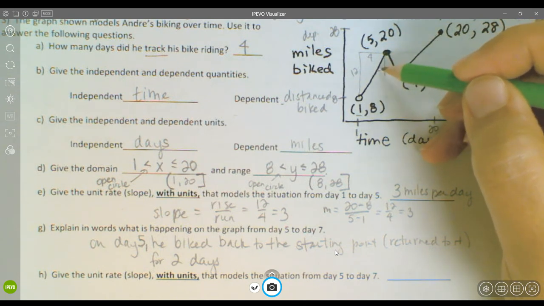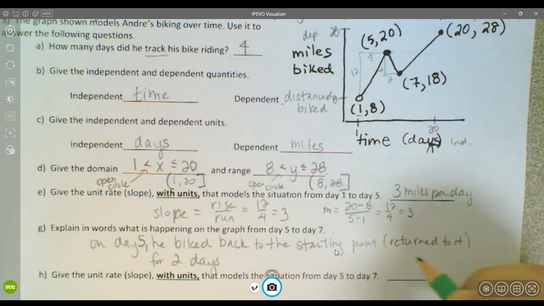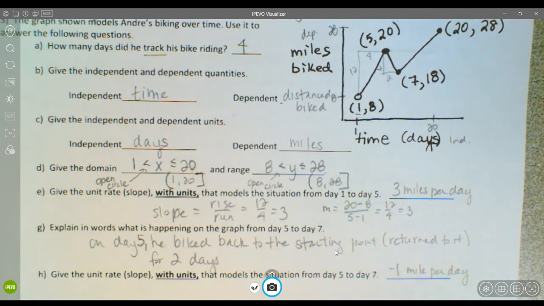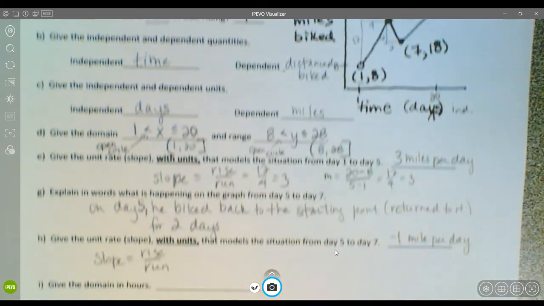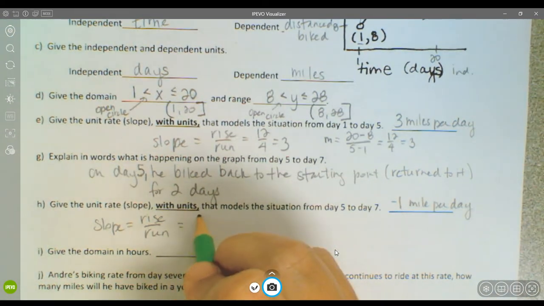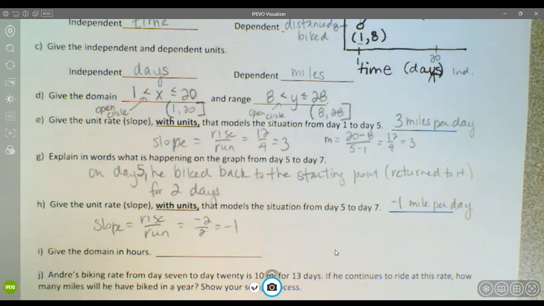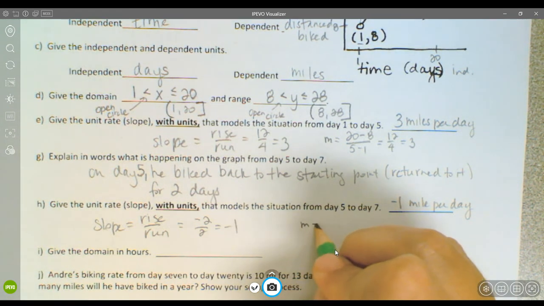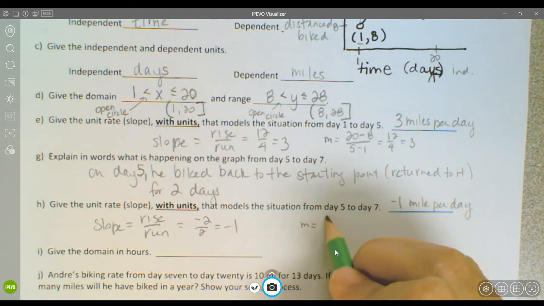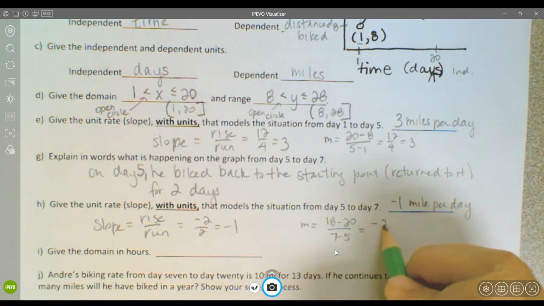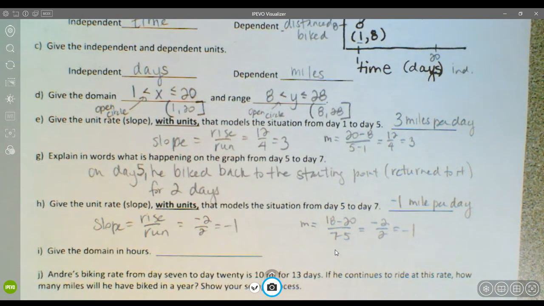Give the unit rate that models the situation from day 5 to day 7. So it looks like he went down 2 and to the right 2. So -1 mile per day. How'd you get that? Well, slope is the rise over the run. So that's -2 divided by 2, which is -1. And if you're like me and insistent on using the slope formula, we're going to take 18 minus 20 divided by 7 minus 5. That's -2 divided by 2, which equals -1.